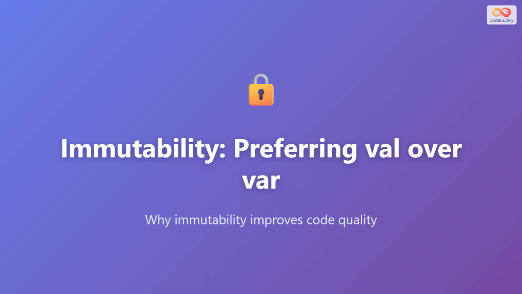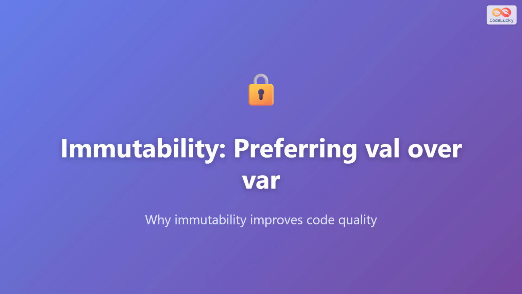Today, we're exploring one of the most important principles in Kotlin programming, immutability. Specifically, we'll learn why you should prefer val over var when declaring variables. Understanding this concept will help you write safer, more maintainable code.